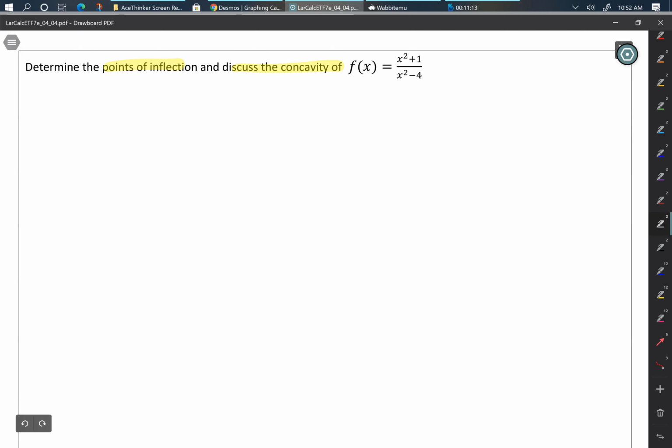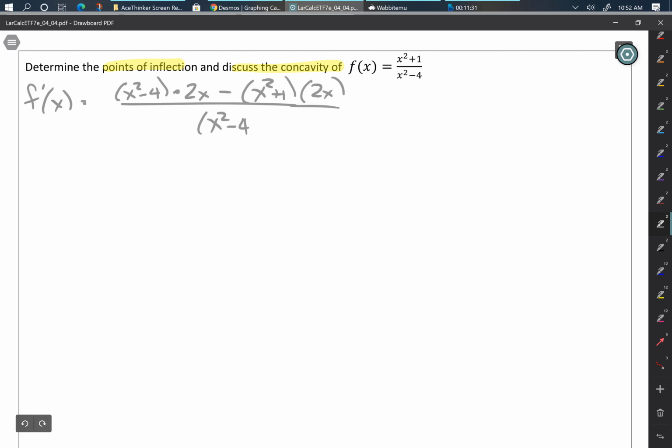So we need that second derivative. So first derivative, f prime of x, quotient rule: denominator multiplied by the derivative of the numerator, minus the numerator multiplied by the derivative of the denominator, divided by the denominator squared. Clean that up a little bit. Looks like we've got a 2x cubed minus 8x minus 2x cubed minus 2x over x squared minus 4 squared.